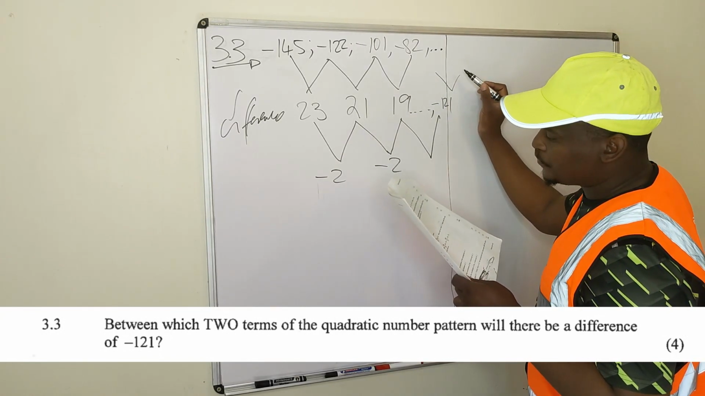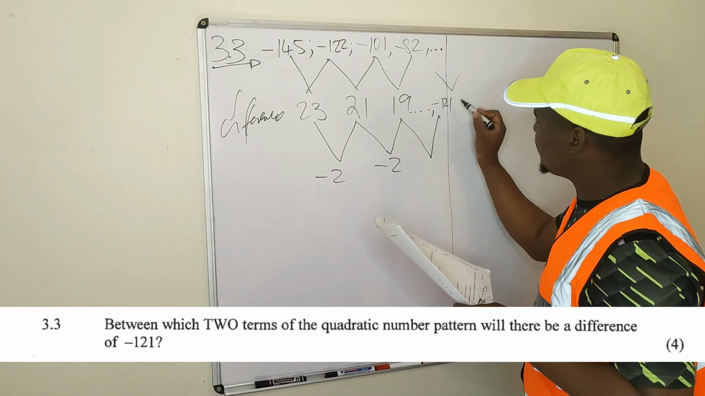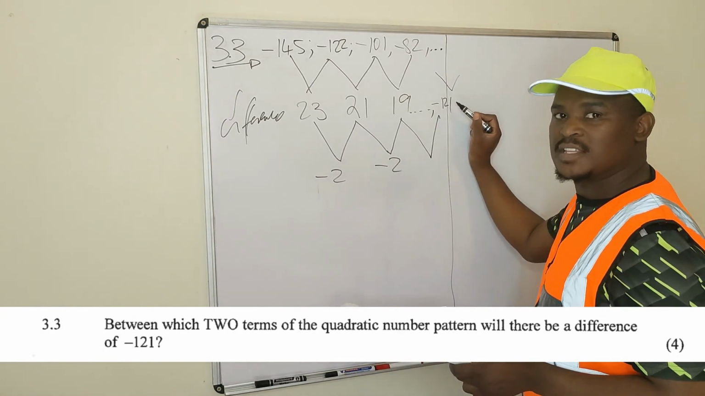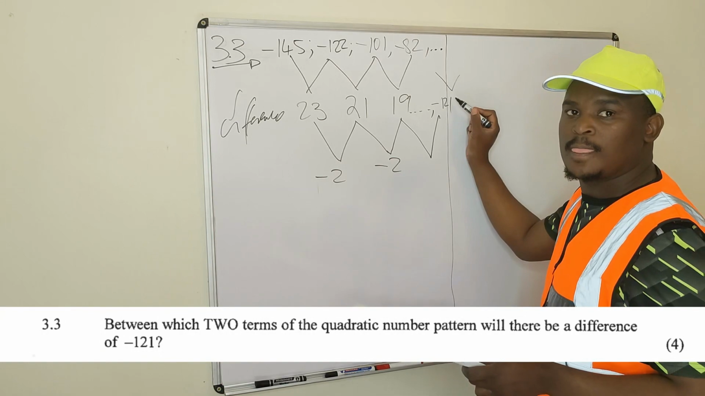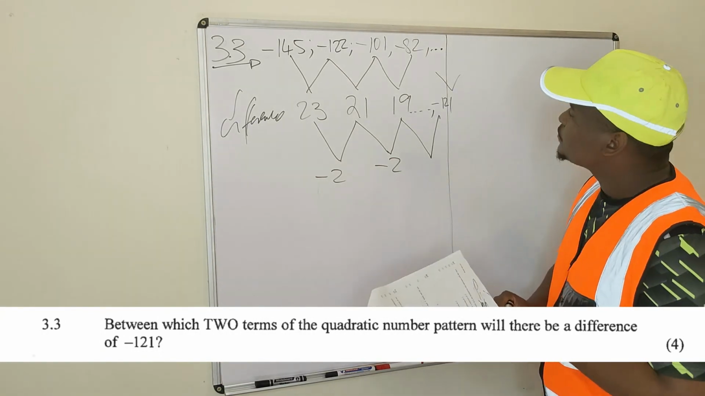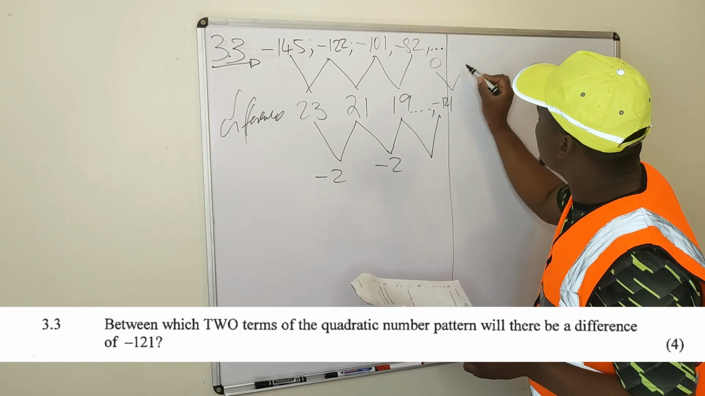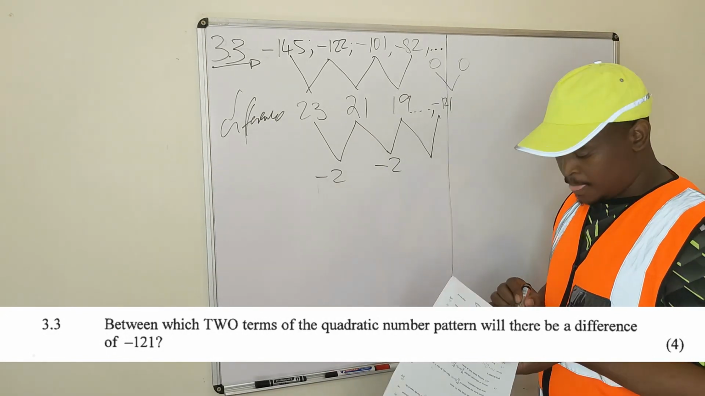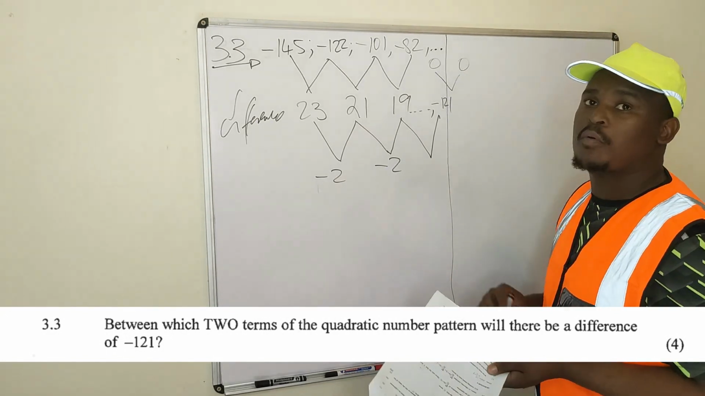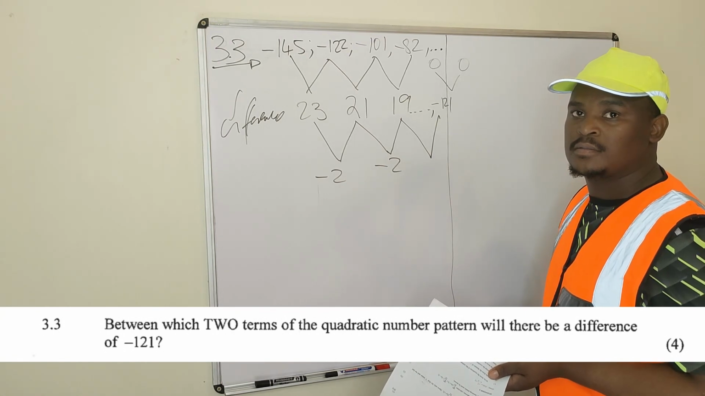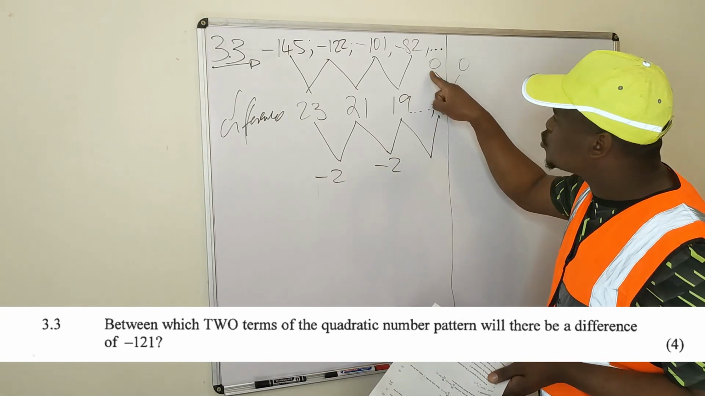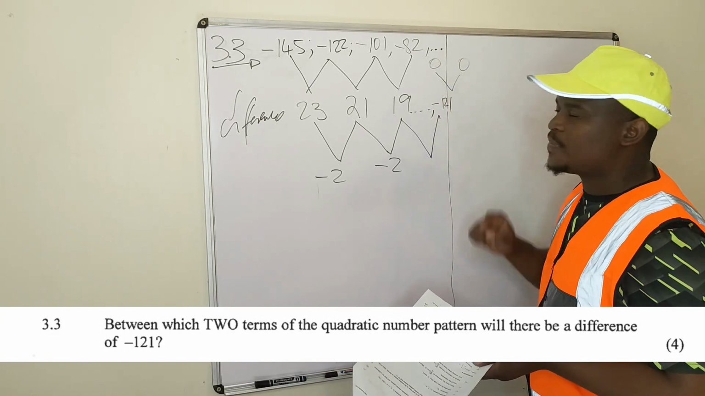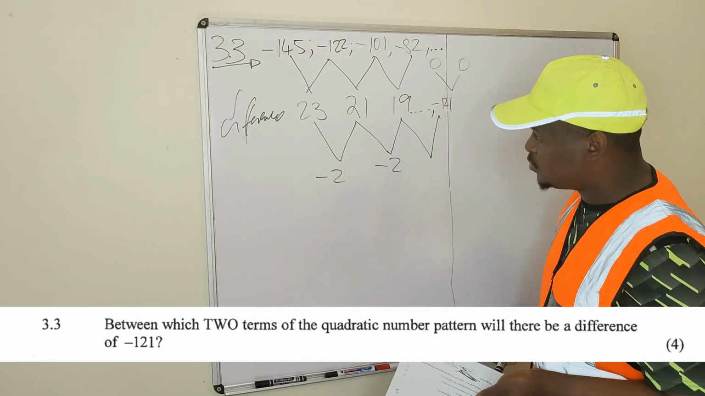So what are the two terms that will give us this difference? They want the terms that will give us this difference of 121. So they want us to find those two terms, here and somewhere there, such that the difference between them gives us this. And those two terms will be on our quadratic sequence. So they want us to find those two terms in the quadratic pattern such that the difference between them is minus 121. That's what they wanted to do.